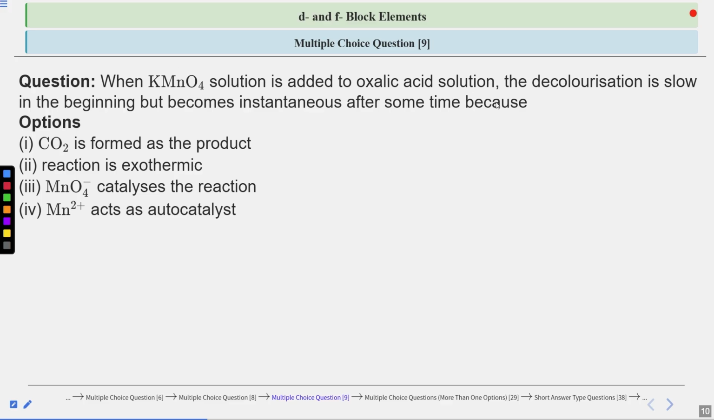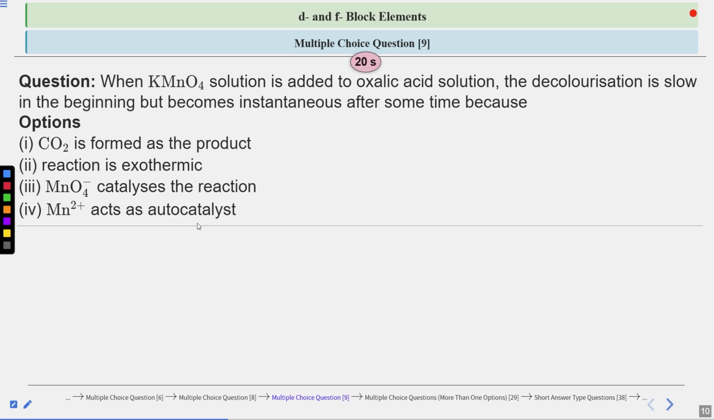to the oxalic acid solution, the decolorization which is happening is slow in the initial time, in the beginning, but it will become instantaneous after some time. Why? You have to give the reason. The options are: carbon dioxide is formed as the product, reaction is exothermic, MnO4 negative catalyzes the reaction, or Mn2 positive acts as auto catalyst. So you have to tell which option is the correct reason for the decolorization process being slow in the beginning.